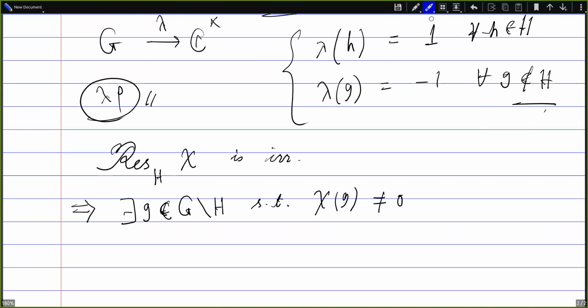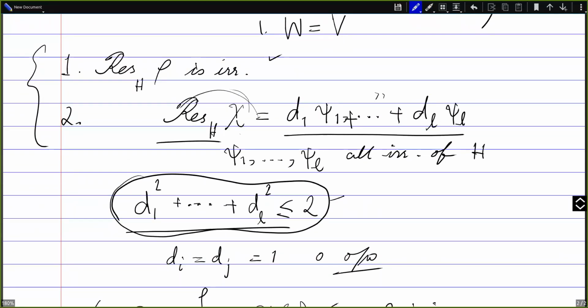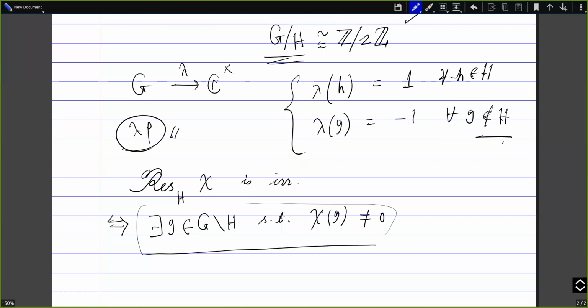Okay, this is what we can say. What about the converse of this? The converse of this: if this happens, then the equality cannot occur here. So if equality cannot occur here, the only choice for the left hand side to be just 1 is that exactly one d_i is 1 and the rest are 0. So therefore this is irreducible. So the converse is also quite easy. So what we have seen is these two statements are in fact equivalent.